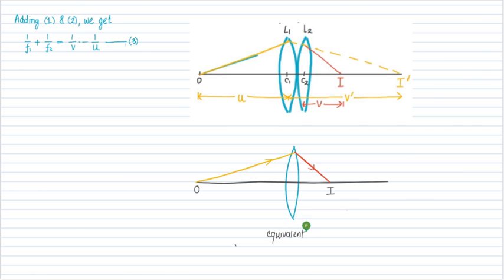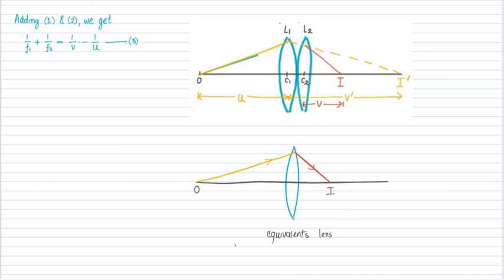Fine. When one lens serves the purpose of two or more lenses, then such a lens is known as an equivalent lens. Can you see? Here two lenses are required to form the image of the object. So this equivalent lens serves the purpose of these two lenses. So these two lenses are equivalent to a single lens, hence this is known as the equivalent lens.